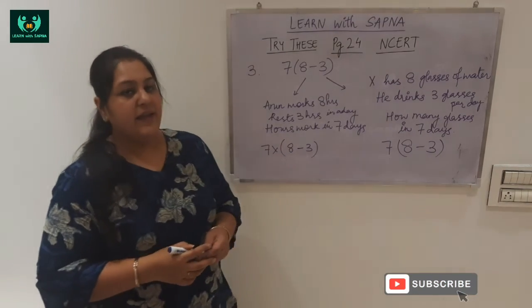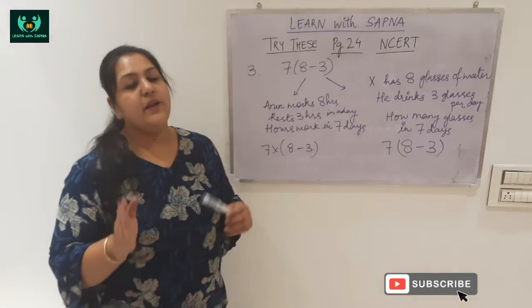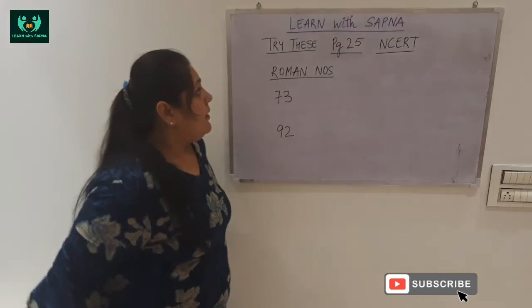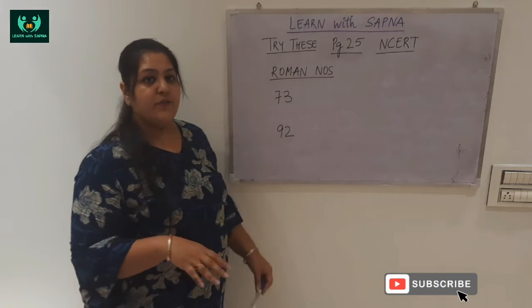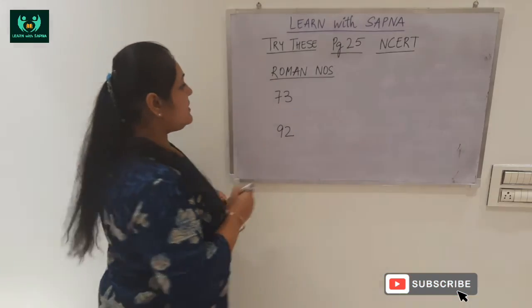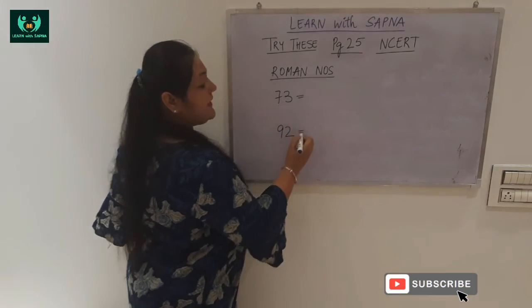For the second part, again, it's homework. You will do it, you'll write it in your comments, and I'll let you know if it's right or not. Now, the last, try these for page number 25 of this chapter. We have to write the Roman numbers for 73 and 92.